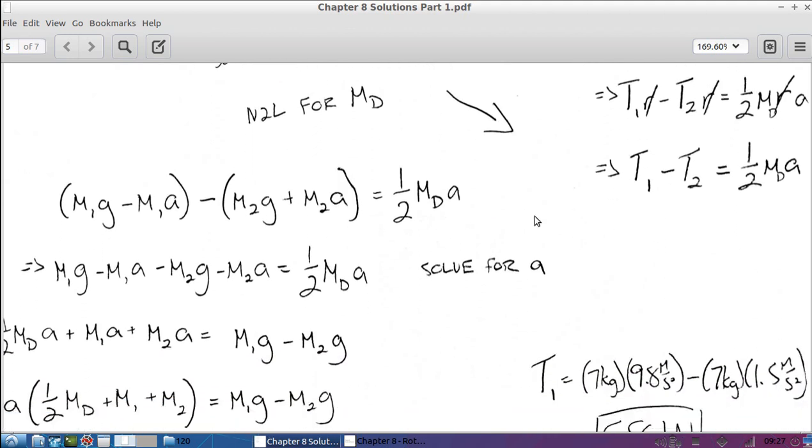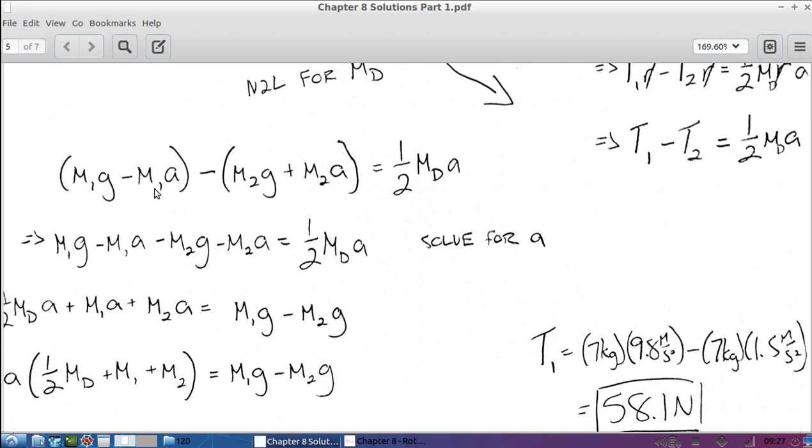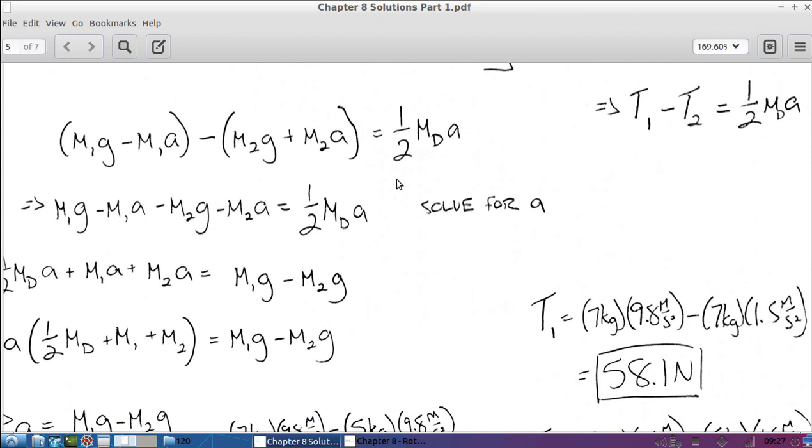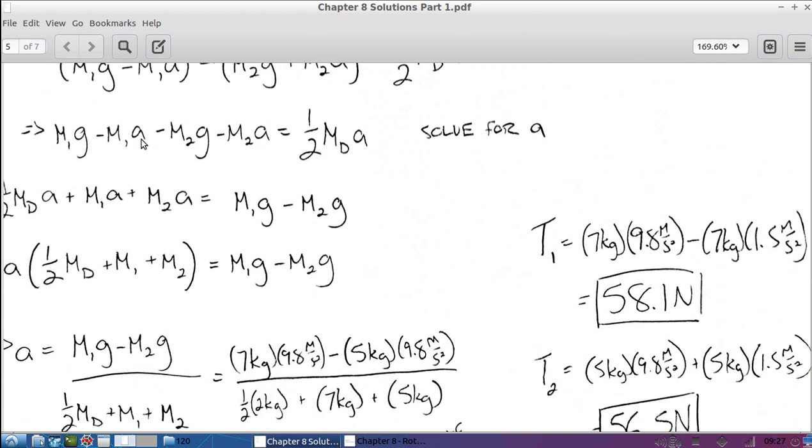Now I've got an equation, messy, it's got a lot of terms, right? So we got to be careful, but it's in terms of A. A is the only thing that I don't know. I've got the masses of everything, I've got g. So I'm ready to do my algebra and solve for A. Distribute the negative sign, right? So now I have negative m2g minus m2a. This term has an a in it, this term has an a in it, this term has an a in it. So I'm going to add this term and this term to both sides of the equation. Get all the terms with a in it on one side. So these are my three terms with a in it. I'm left with m1g minus m2g on the other side.